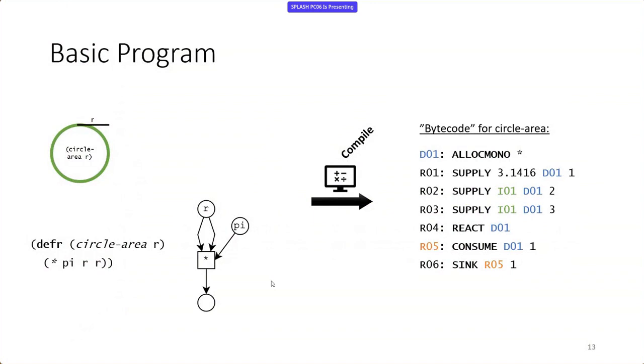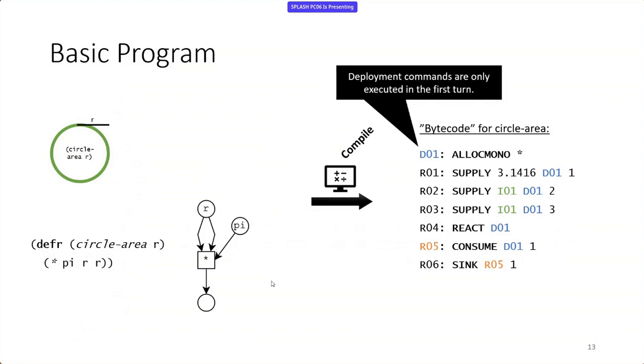So here is another reactive program, a reactor called circle area, and it computes the area of a circle. So here's the graph, and here is the bytecode of that reactor. The main identifying feature of REBLS is the fact that it has two different kinds of instruction sequences. There are deployment instruction sequences, which are like the constructor in object-oriented programming. And then there are the reactor instructions, and those specify how data should flow through the reactive program.